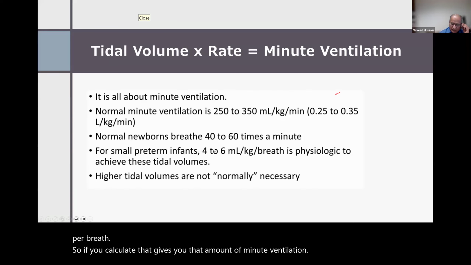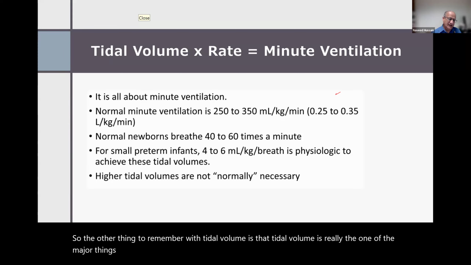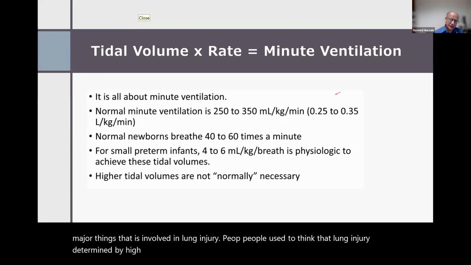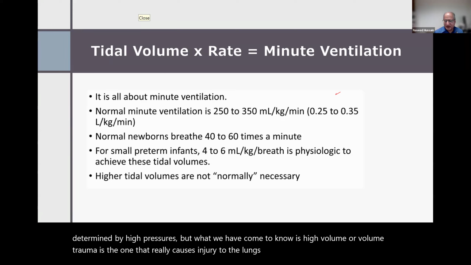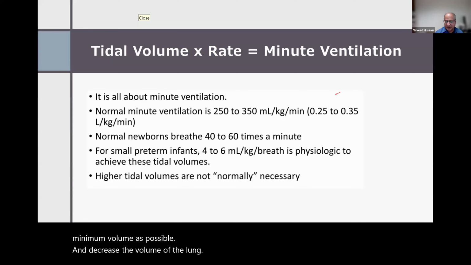The other thing to remember with tidal volume is that it is one of the major things involved in lung injury. People used to think that lung injury is determined by high pressures. But what we have come to know is that high volume, or volume trauma, is the one that really causes injury to the lungs. So our goal is to give as minimum volume as possible and decrease the volume trauma of the lung. We need to give optimal volume, but not excessive volume. So that's a key thing to remember.